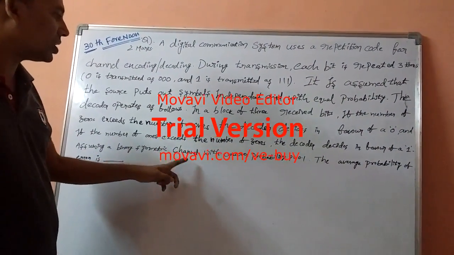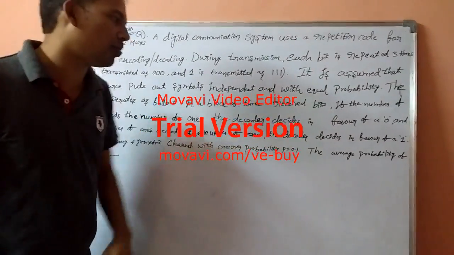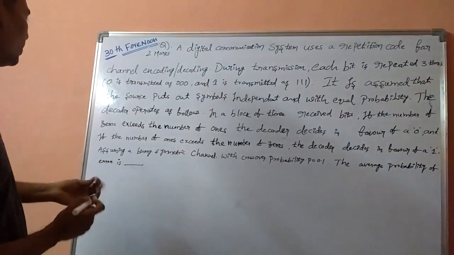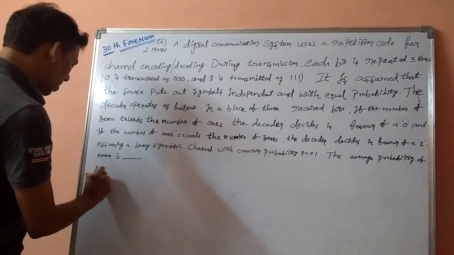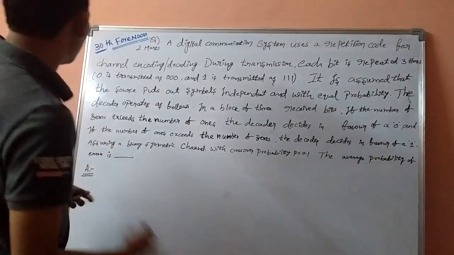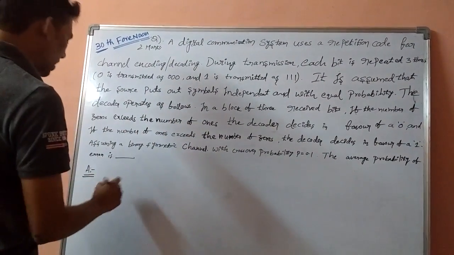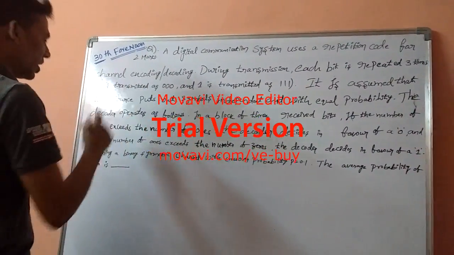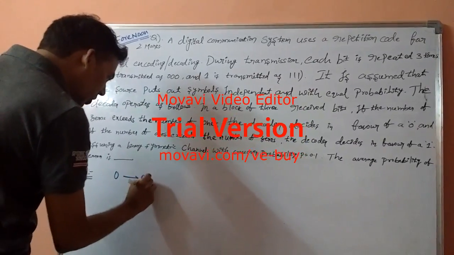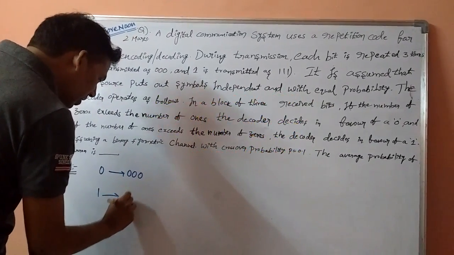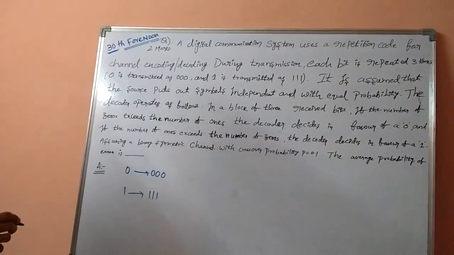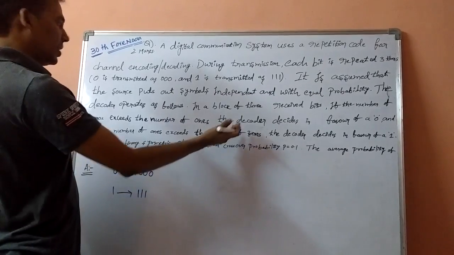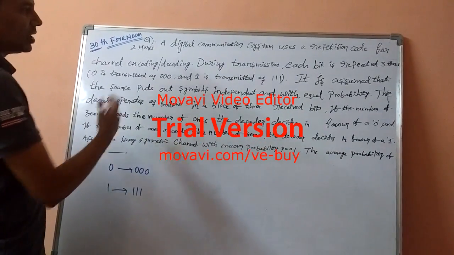Assuming a binary symmetric channel with crossover probability p equals 0.1, the average probability of error is asked. In the repetition code, we are repeatedly sending the same bit to transmit a single bit. 0 is transmitted as 0, 0, 0, and 1 is transmitted as 3 ones. This passes through a channel, and the receiver decodes. The decoder operation is based on the majority of bits.